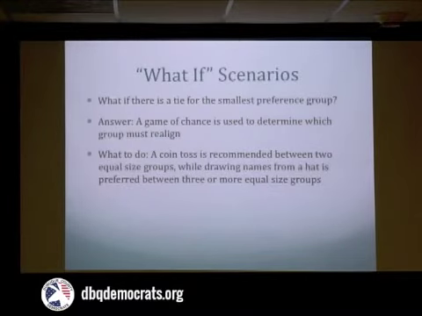Okay, so following that, what if there's a tie, actually, for the smallest preference group? The answer to that is a game of chance will be used to determine what group must realign. A coin toss is recommended between 2 equal-sized groups, where drawing names out of a hat is recommended for 3 or more groups. I wish you luck in this scenario.